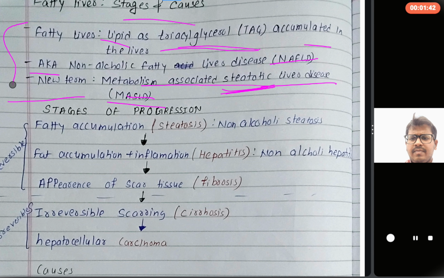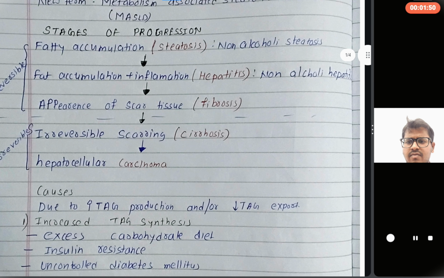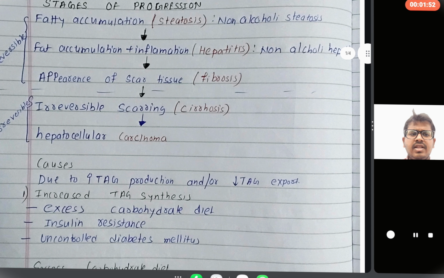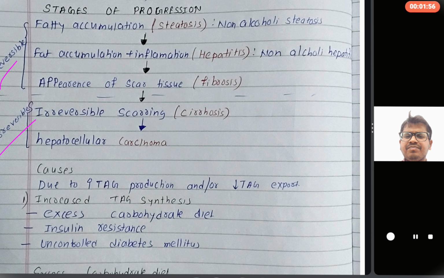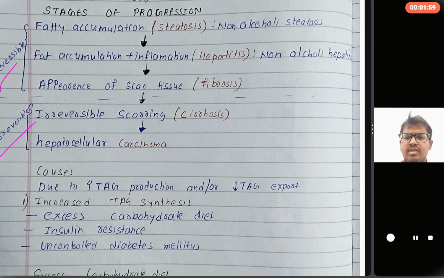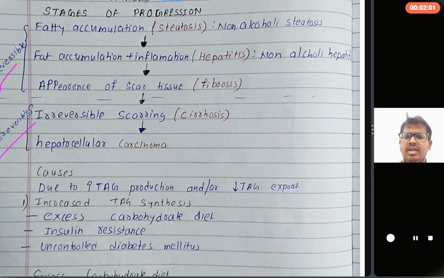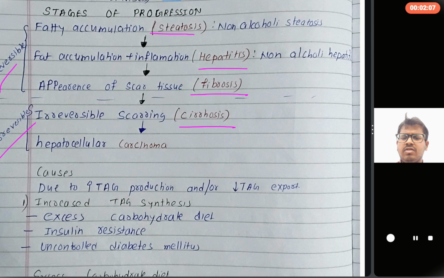Now we are talking about the stages of progression. In this we are having two stages, that is reversible stage, and another is irreversible stage. Now if we talk about the reversible stage, in reversible we are having three stages, that is steatosis, hepatitis and fibrosis. In irreversible, that's cirrhosis.